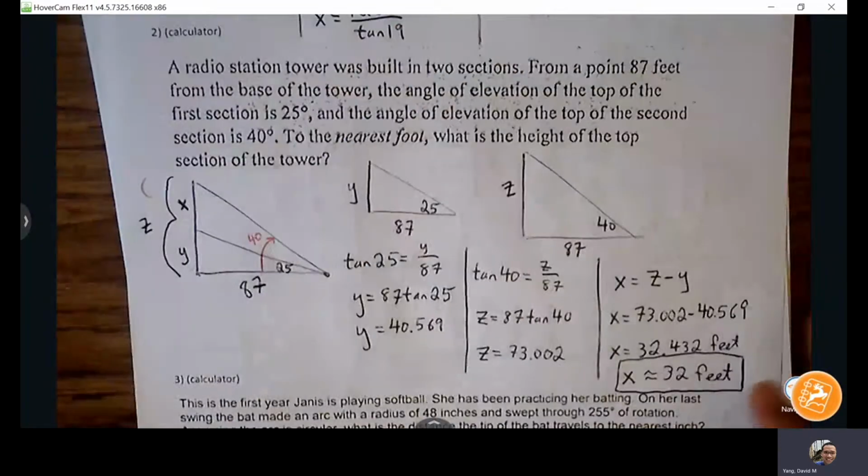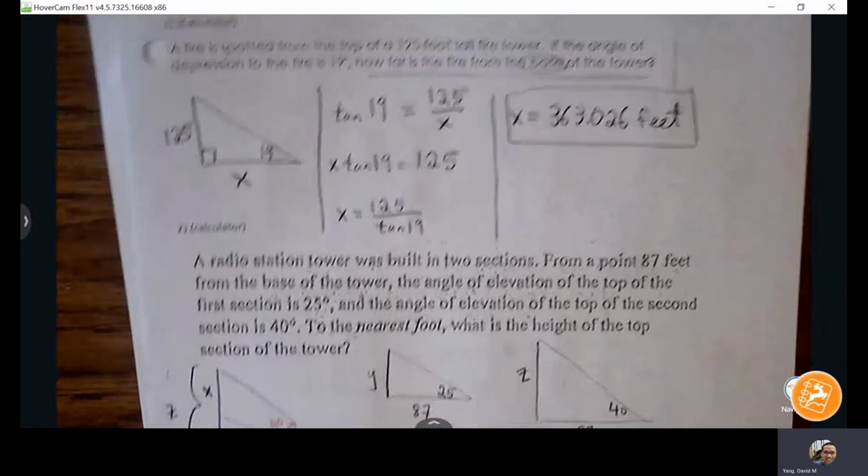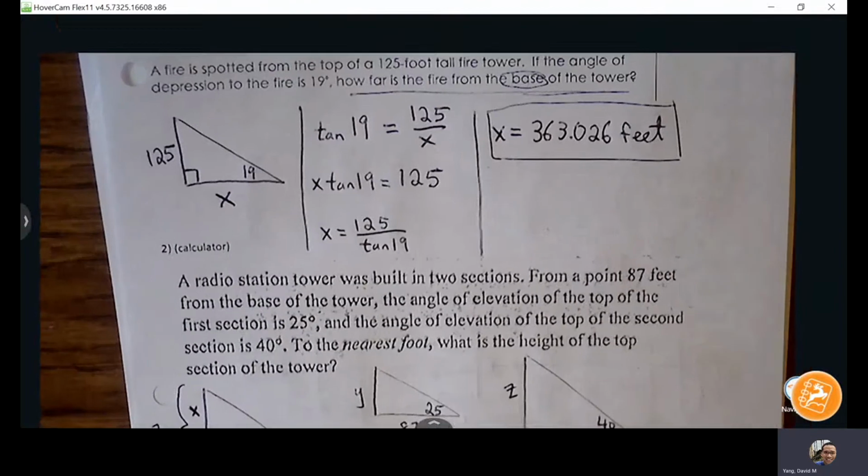Okay, here's the first page again for those of you who came in late, if you want to check your answers.